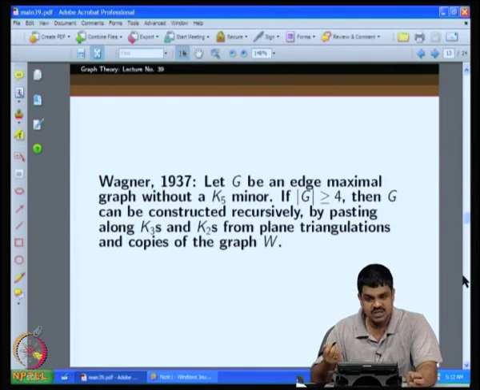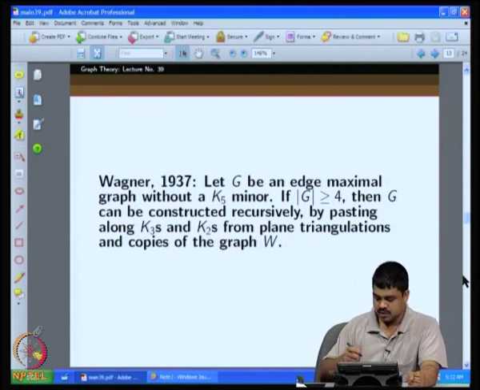Again, we only need to consider the edge maximal graphs without a K5 minor, and he characterized the graphs without a K5 minor that are edge maximal with respect to that property. So he says, let G be an edge maximal graph without a K5 minor. If G has at least 4 vertices, then G can be constructed recursively by pasting along K3s, triangles, and K2s, edges, from plane triangulations and copies of the graph W.